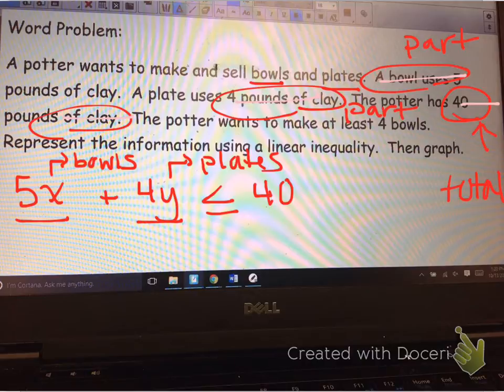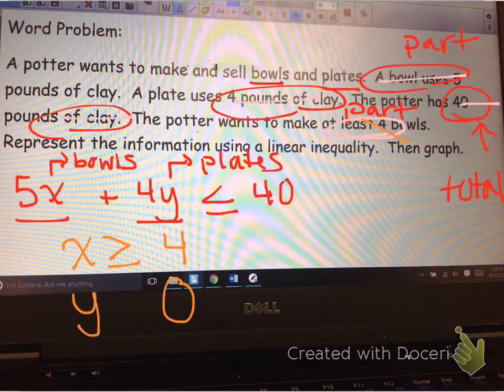Now there's more information. The potter wants to make at least 4 bowls. Okay, well, we just labeled bowls as x's. So I know x has to be greater than or equal to 4 because x is my bowls. It doesn't say anything, though, about plates. Could I make 0 plates? Yes. Could I make less than that? No. I can only make greater than that.